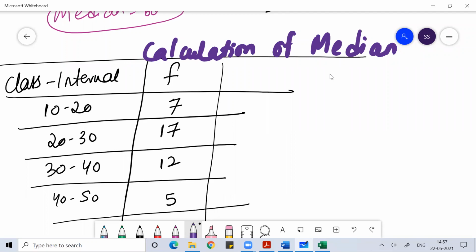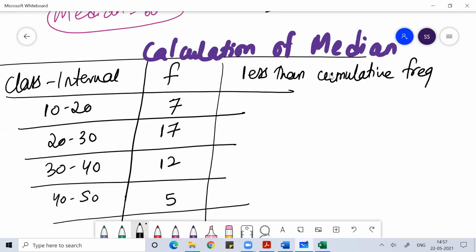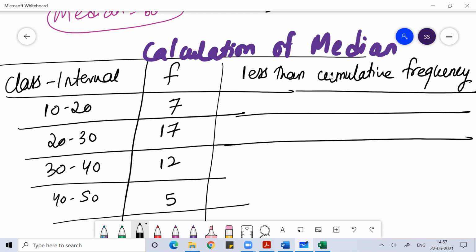Then you don't have to find the mid value here. For mean, when we had a class interval and frequency, you used to find the class mark, the middle value, like 10 plus 20 divided by 2, 20 plus 30 divided by 2. Here you don't have to do all that. For median, you have to find the less than cumulative frequency.